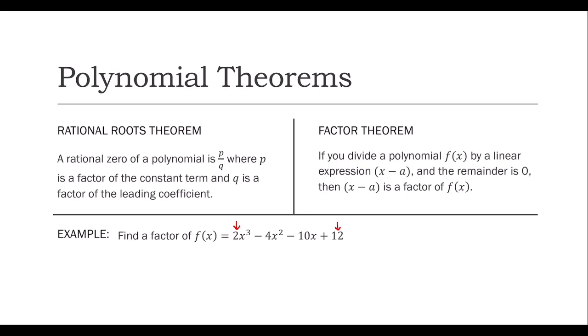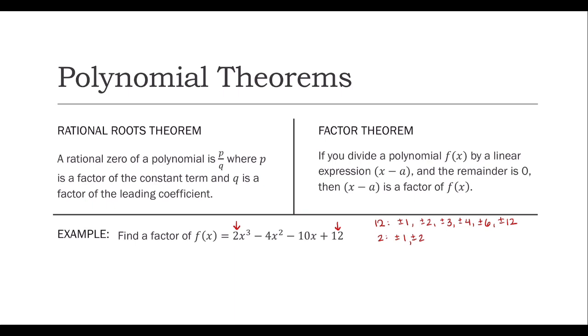So p is a factor of the constant term. For 12, our factors are plus or minus 1, plus or minus 2, plus or minus 3, plus or minus 4, plus or minus 6, and plus or minus 12. And our factors of 2 are plus or minus 1 and plus or minus 2.